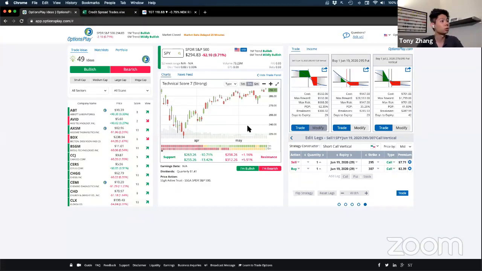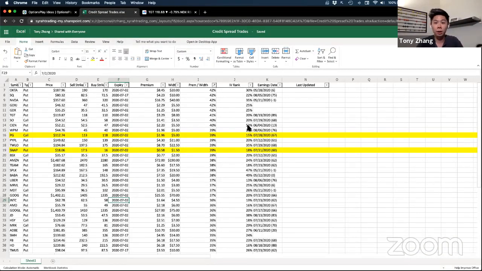But I also want to show you something that we are working on that we're going to be publishing in the next week or two, where we're basically trying to find credit spreads that maximize the income that you receive with respect to the vertical width. And I'm just going to pull two examples here that are already pre-screened for you.